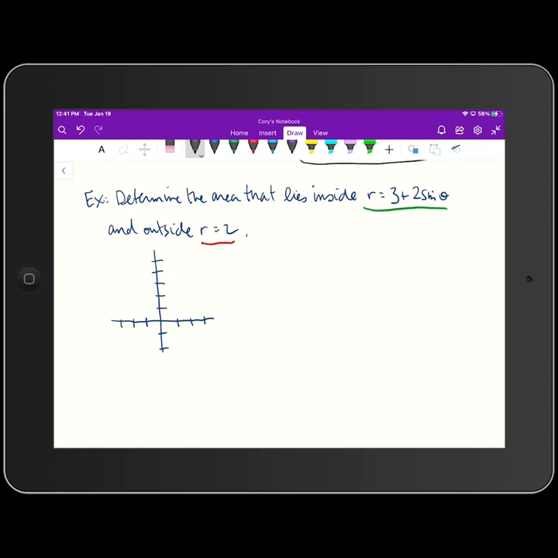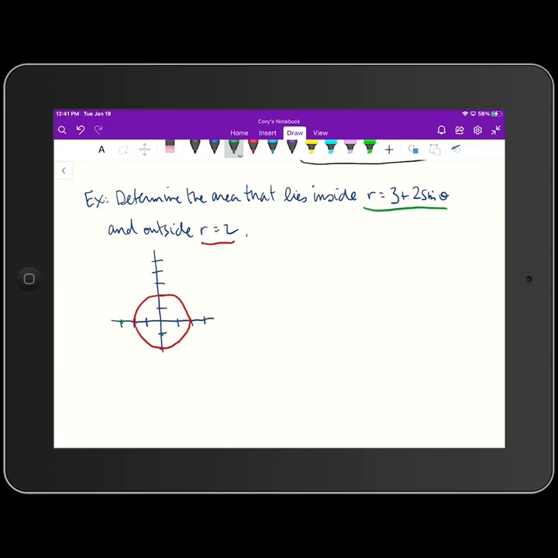Okay, so I'm going to go ahead and graph this. The graph of r equals 2 is going to be a circle centered at the origin with radius 2. I'm drawing that in red. And then I'm going to draw the graph of 3 plus 2 times the sine of theta in green. So graphically, that's going to look like this.